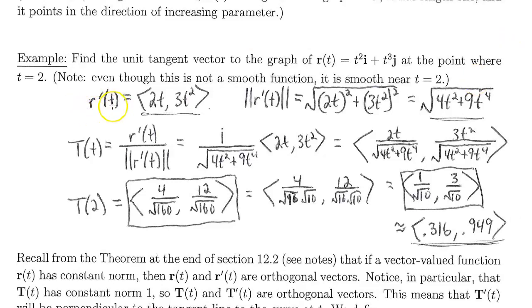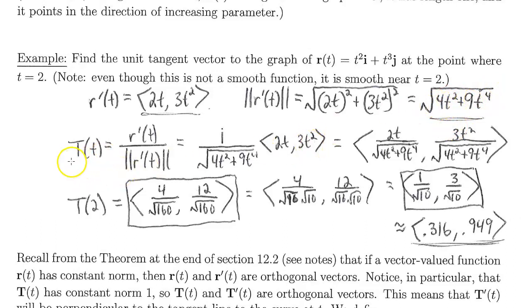So first of all, we take the derivative. r prime of t is 2t comma 3t squared. The norm of r prime of t is going to be the square root of (2t) squared plus (3t squared) squared, and we end up getting the square root of 4t squared plus 9t to the 4th. Now you could factor out a t squared if you wanted to, but let's just leave it like this.